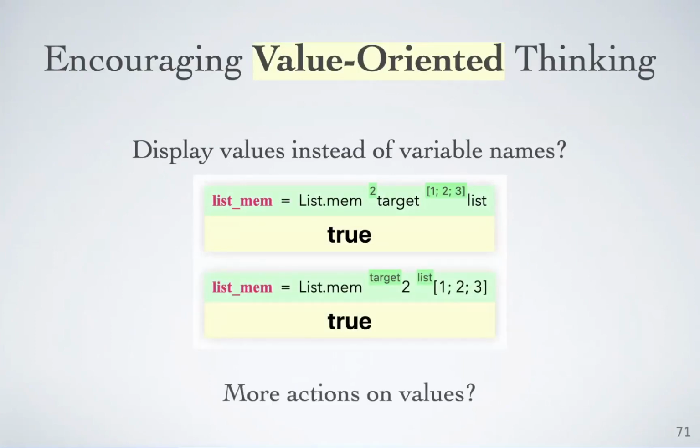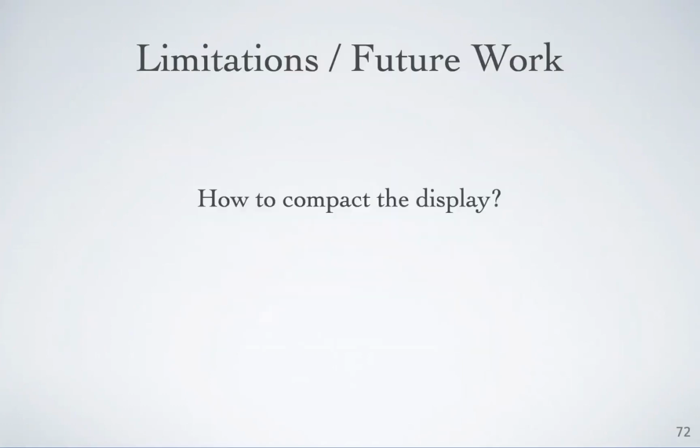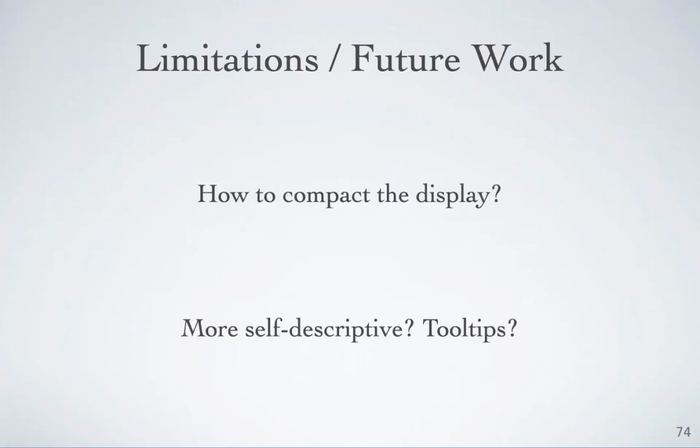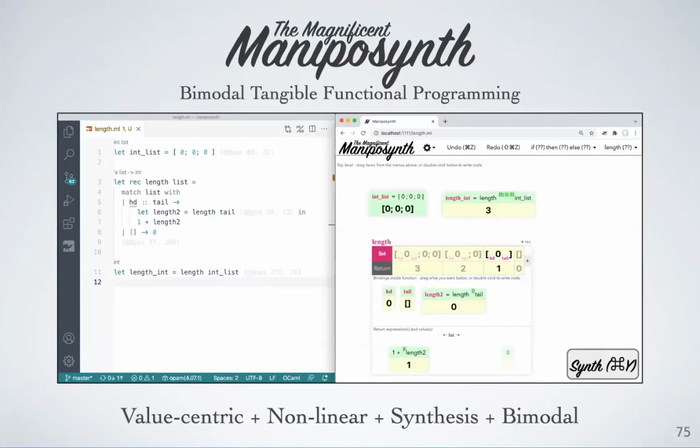That's one idea. And then maybe we can have more actions on the values. And how are we going to come back to display? Like, look at this guy. This is the B tree join, the one that took me an hour to do. It's taking up a lot of space. How are we going to come back to display? I mean, one thing we need to do is, if you have a large tree, just make it smaller. It doesn't scale. And maybe we can have more tooltips.